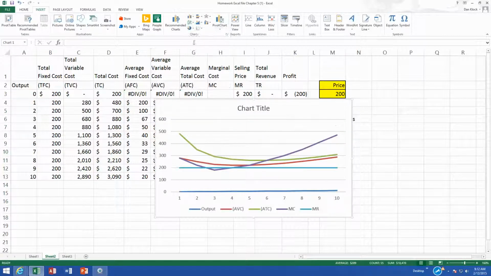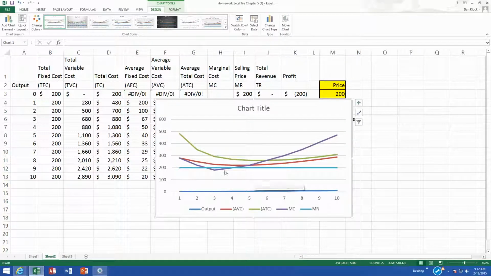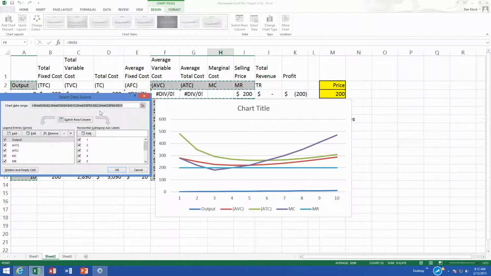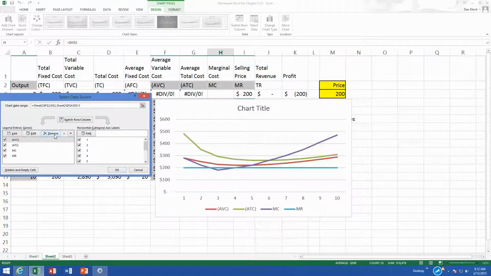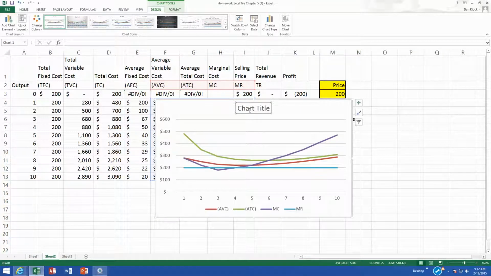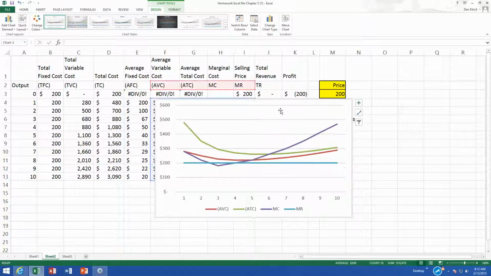I'm doing a line graph. There's my line graph, but notice it graphs output down on the x-axis. I don't want that, so up here at the top, I'm going to select my data, and then I click on output here, and I'm going to remove this. So here's my chart now, the way I want it. Let me get rid of the chart title because it squishes my graph up. You click on it and hit your delete key.